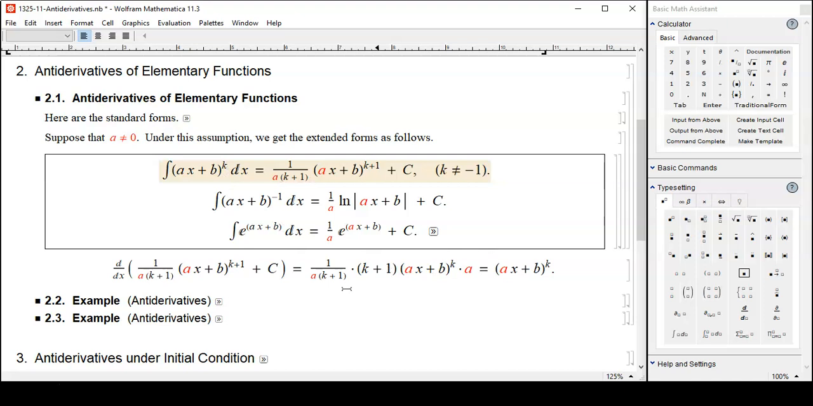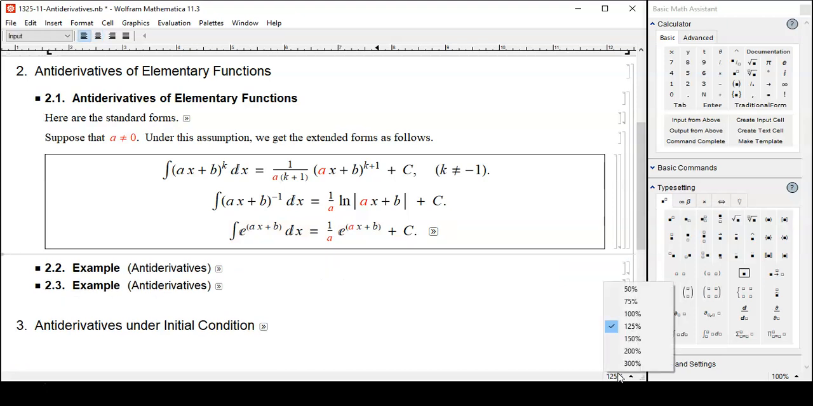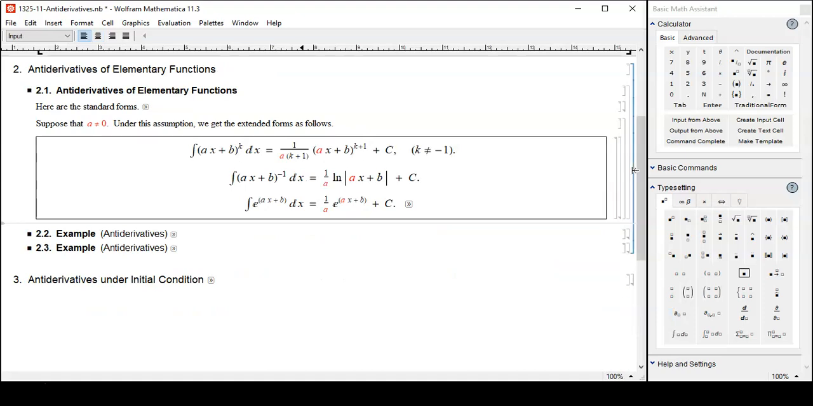And this whole thing works when k plus 1 is non-zero. When k plus 1 is 0, then you're going to get this computation. I'm going to leave that to you. And this too. The reason we get 1 over a is because of this right here, the chain rule. We have to undo that chain rule. If you remember this theory, that's great. Even if you do not remember all those, you can still use these.